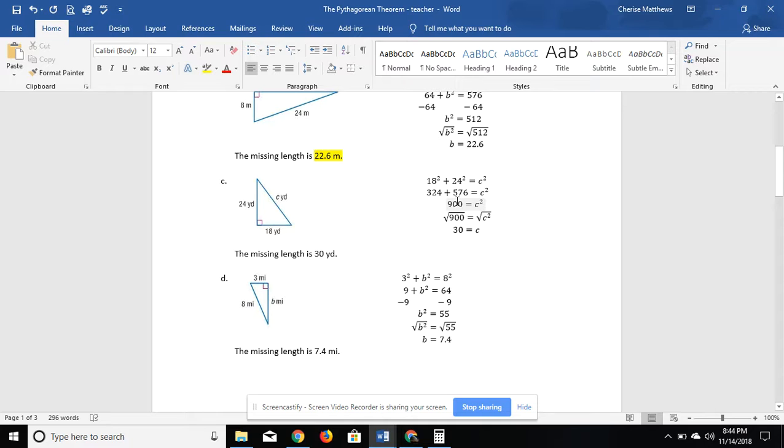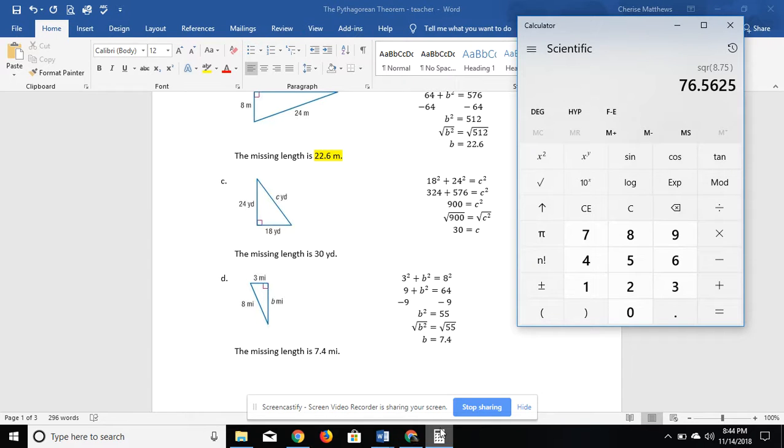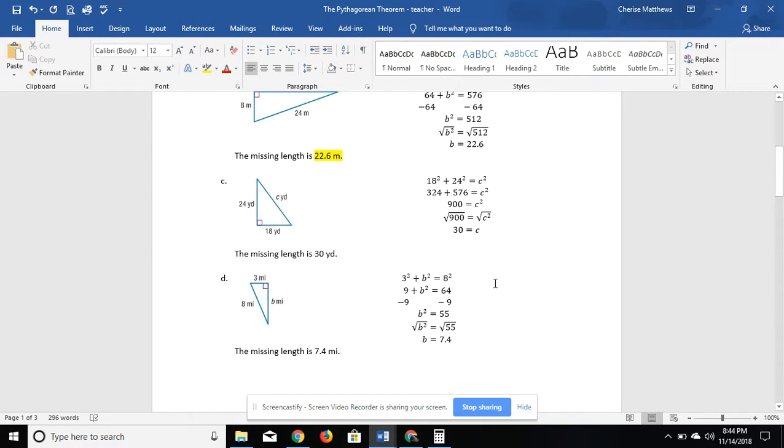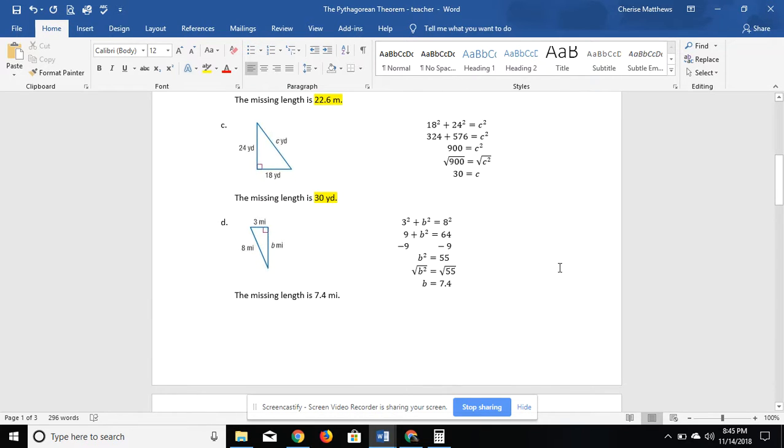The square root of 900 is 30. And you could take your calculator and hit square root, and it gives us 30. So the missing length is 30 yards. Remember, we do have a negative answer to each of these, but because we're talking about length in yards, we will have to only use our positive value. So for that reason, we're going to go ahead to D.